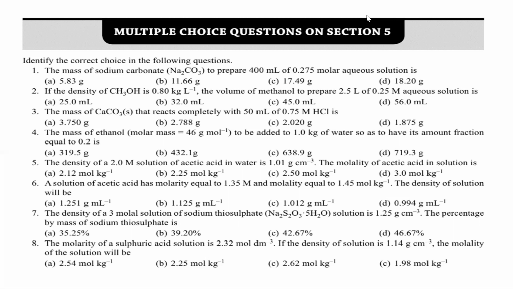So the answer is A. Next, the mass of methanol to be added to 1 kg of water so as to have its amount fraction, that means mole fraction, equal to 0.2. They have given the mass of water, 1 kg, so the mass of solvent is given, and the mole fraction is equal to 0.2. So by this you can see here, if you see the hint, directly I'll show you the hint.